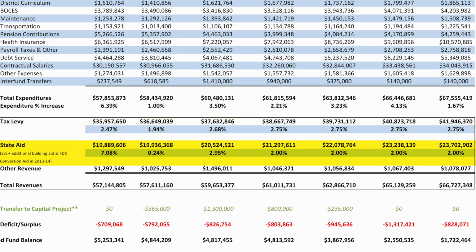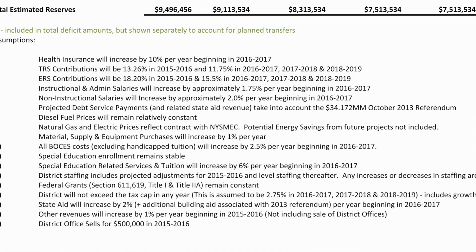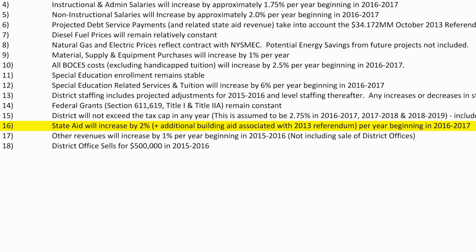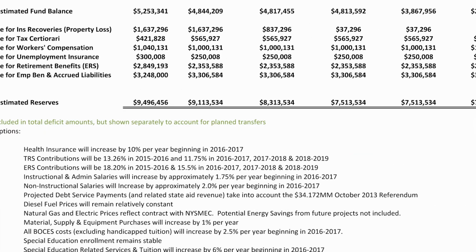State aid. Recent history has reinforced the notion that state aid is a very volatile and unpredictable revenue source on a year-to-year basis. We are currently projecting increases of 2% per year, plus additional state building aid associated with construction costs from the 2013 referendum. This could change dramatically, either positively or negatively, based upon the actions of the governor and state legislature each year.